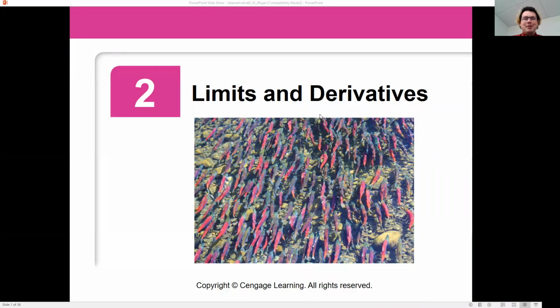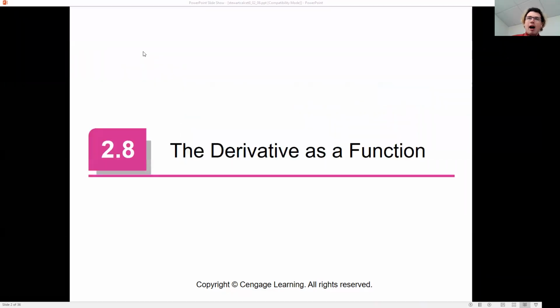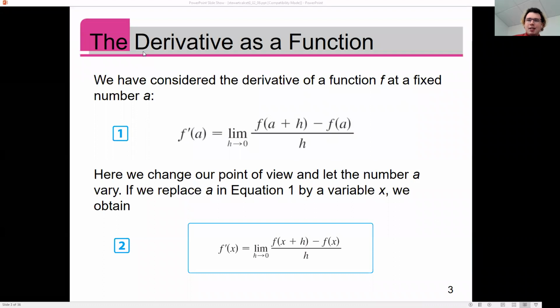We are on to section 2.2 in our textbook. So we now have a formula to calculate the slope of functions which are not lines. And we're calling this idea the derivative of a function. So the new idea for this section is that the derivative of a function is a new function.